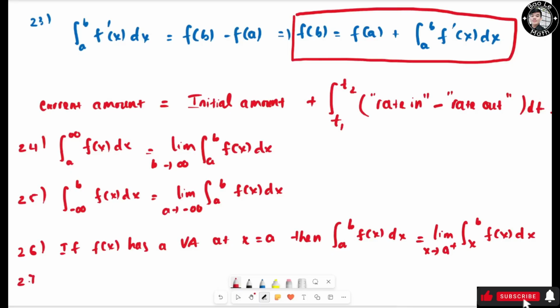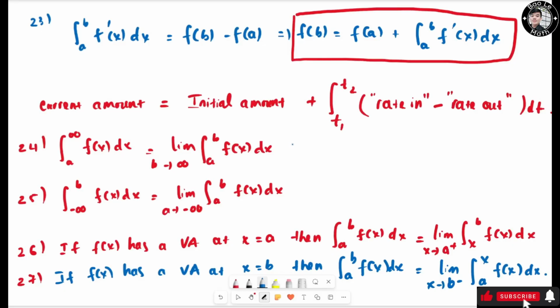Number 27, if the function f of s has the vertical asymptote at s equals b, then the integral from a to b of f of s ds equals the limit of the integral from a to s of f of s ds when s approaches b minus. Now number 28 is the combination of this guy and this guy.